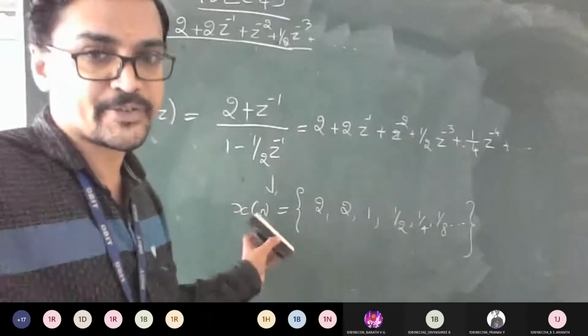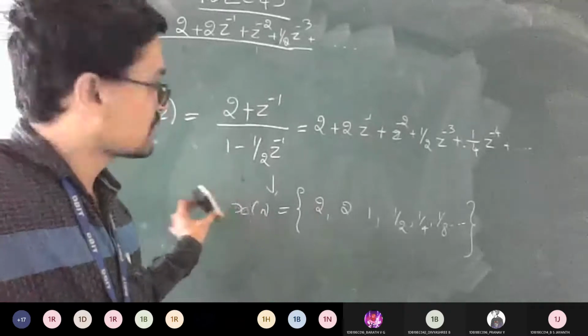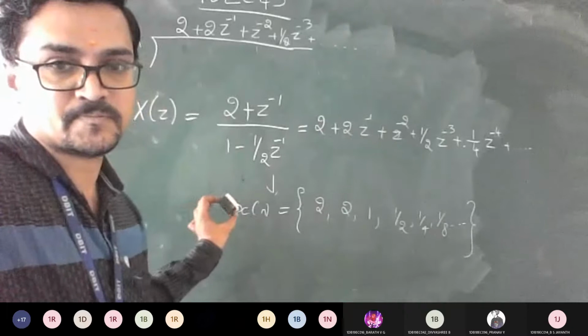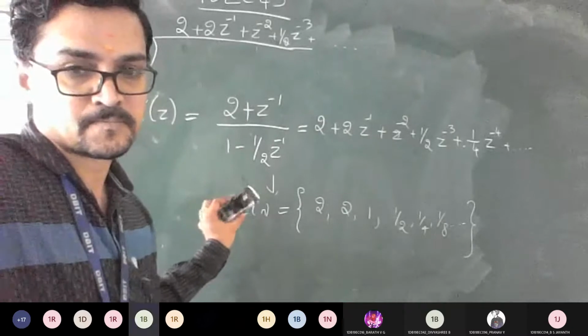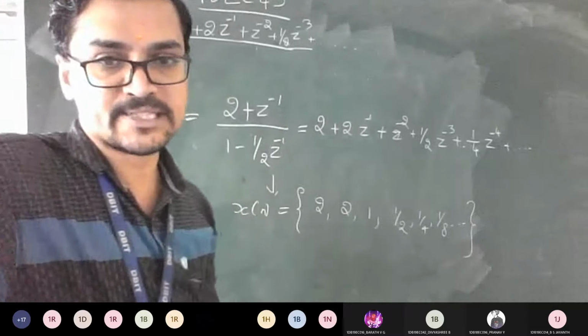So this is the way you need to get the answer for inverse Z transform. Is that okay till here to everyone? Yes, sir. So now we will try to solve a few problems which are generalized ones.